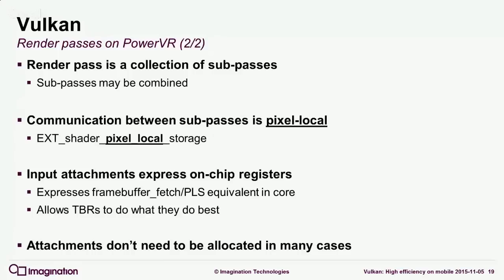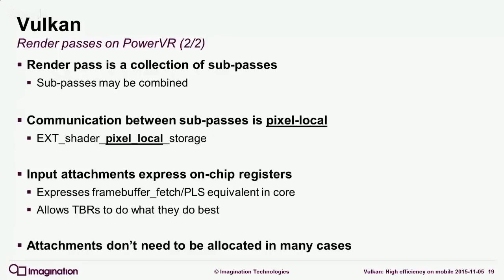It's in core. Basically, we can keep input attachments, which is the way in which you communicate between subpasses, completely on chip. If anyone's not familiar with shader pixel local storage, it's basically exposing a set of registers on the GPU that you can communicate through between subpasses on a per pixel basis. So if you have a draw call affecting, I don't know, pixel 0,0, then a second draw call comes along and looks at pixel 0,0, those two things can talk to each other, or rather the first one that executed can send data to the second one that executed.